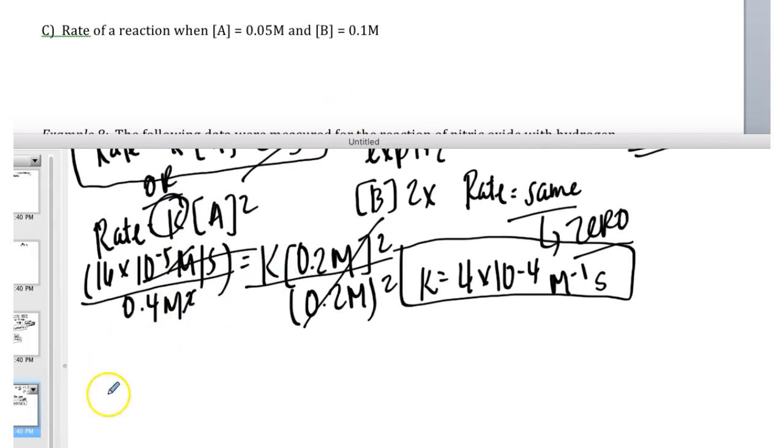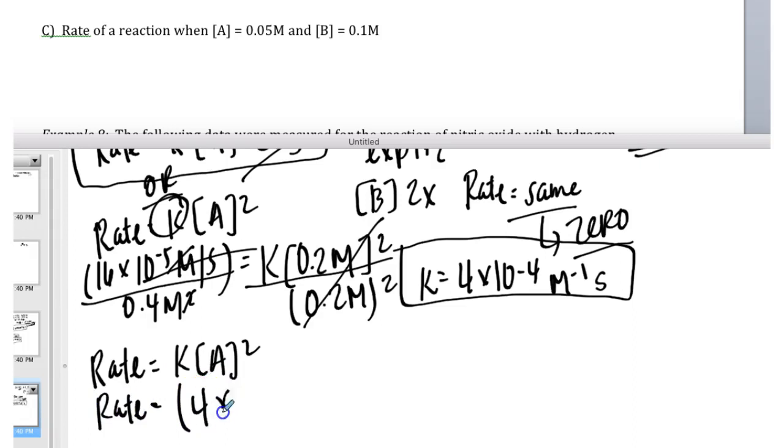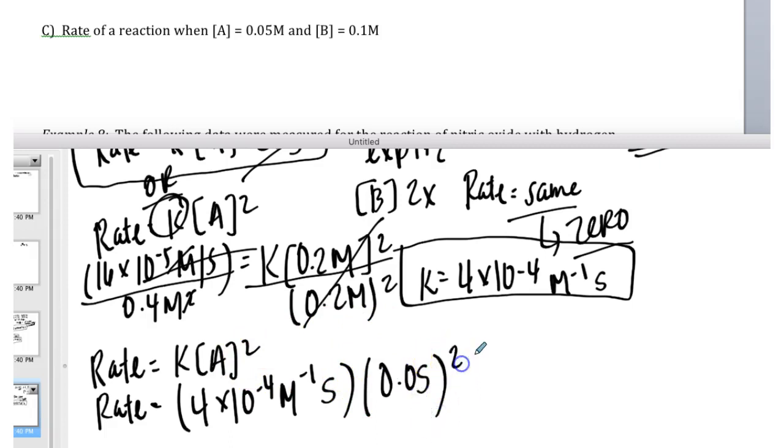Again, I'm going to write my rate law. Rate is equal to K times A to the second power. Rate is what we're looking for. K is what we just found, which is 4 times 10 to the negative 4 molarity inverse seconds, times A, which is 0.05 to the second power.